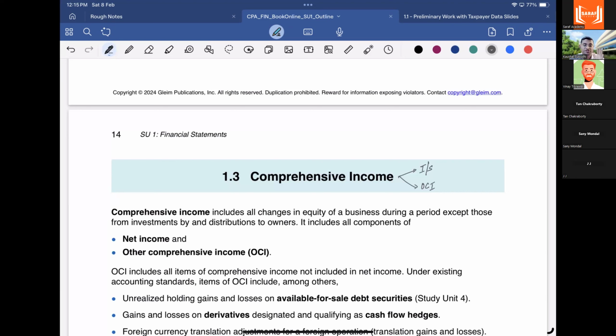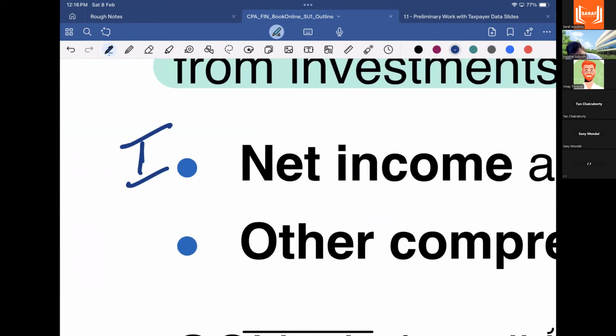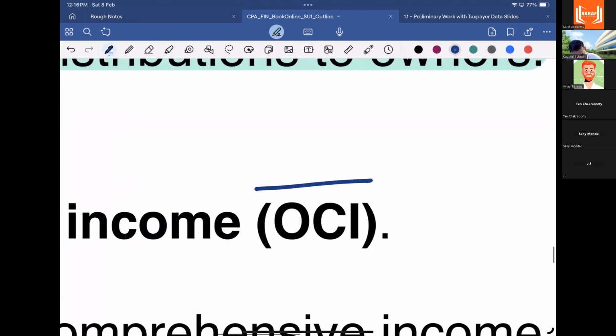All right. So comprehensive income includes all the changes in the equity of a business. So just again, just trying to highlight so you guys would be a little bit familiarized with the definition and the meaning of this. Comprehensive income includes all the changes in equity of a business during a period, except those from the investments by and distribution to the owners. It includes all the components of what? The first component over here is known as income statement, which I've done already. And the second component, which we are going to do right now, is known as other comprehensive income, which is OCI.